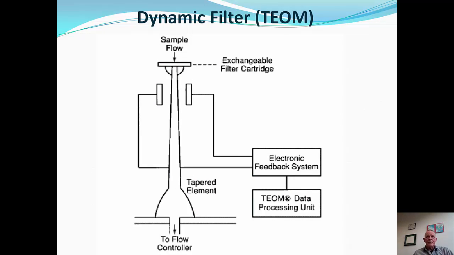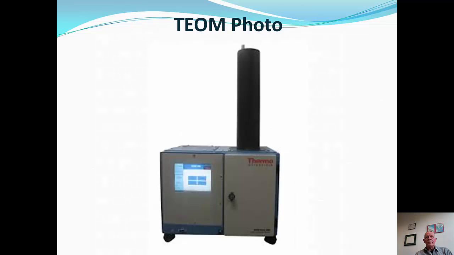So in the dynamic filter, the TEOM is a tapered element oscillating microbalance, and basically what it does, it pulls a sample into this filter, deposits particles on the filter, and this little guy here oscillates at a fixed frequency, and when that frequency changes because of mass on the filter, you get a readout of the mass that's been deposited on the filter. That's sort of the schematic.